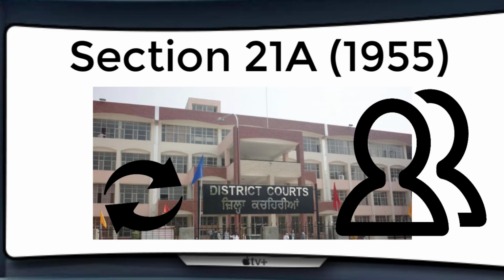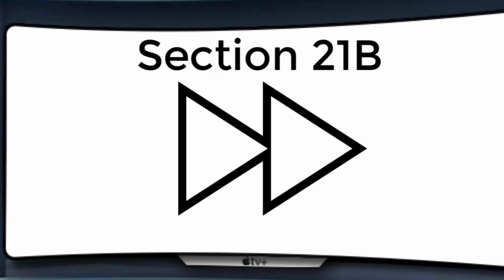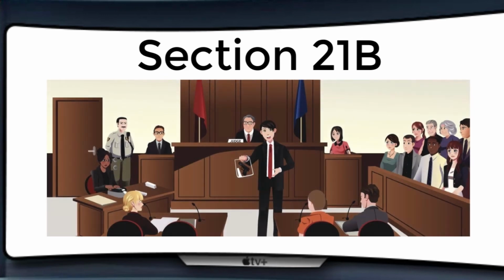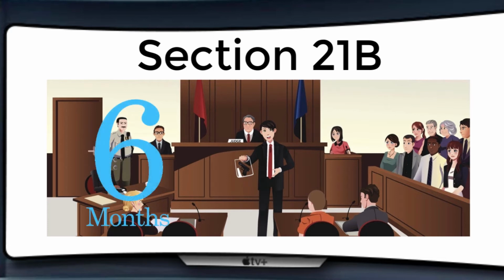Moving forward with section 21B, which talks about the special provisions relating to the trial and disposal of petition under the Act. Under this section, the trial of the petition would be conducted in the interest of justice and reasons would also be recorded accordingly. They would conclude the trial in 6 months.